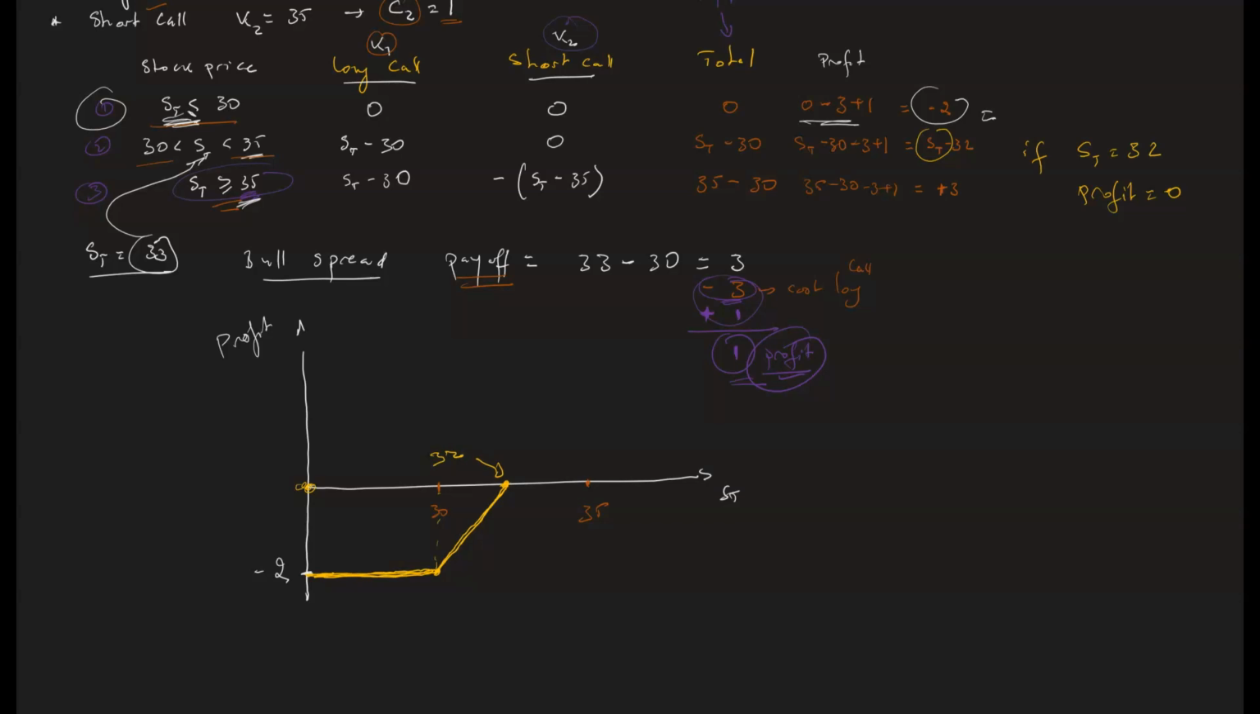Now, if the stock price is above 35, our profit is essentially going to be equal to 3. So let's say that's 3. 1, 2, and 3. Let's say that's 3 here, plus 3. So our profit is going to look something like this. And above 35 is going to be 3 forever, so that's going to be $3 here. And that would be our bull spread.